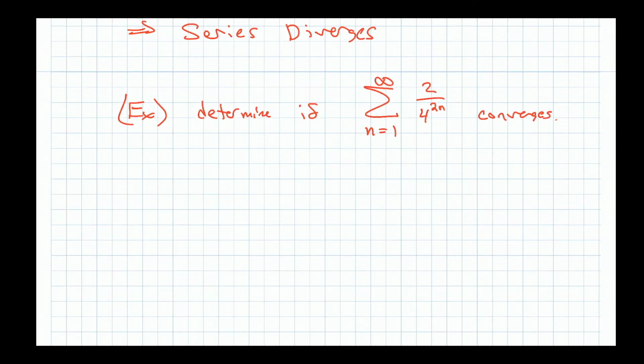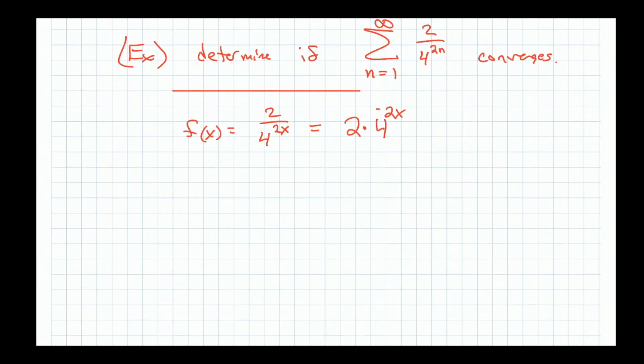So what would the integral be? What would the function be? The function f of x would be 2 over 4 to the 2x, which you could probably write this way, 2 times 4 to the negative 2x. So that would be the integral that you have to do.